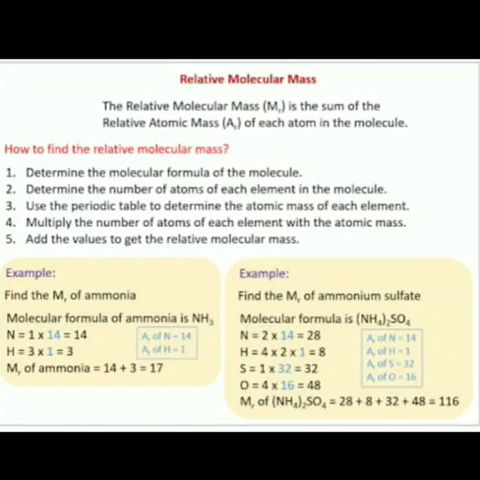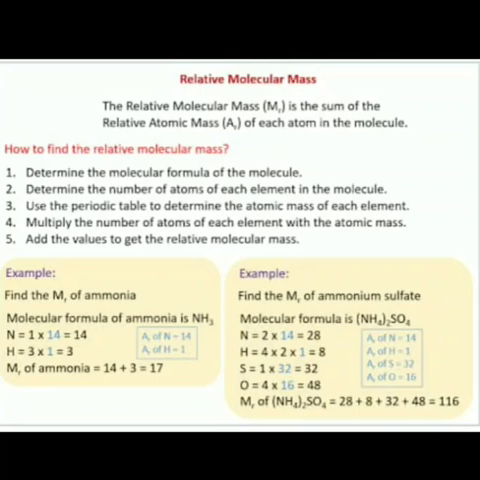Then fourth one, multiply number of atoms into atomic weight. And fifth one, add the value and find the relative molecular mass. Let's discuss one example. Here you can find out from the figure C. Calculate the relative molecular mass of ammonia.